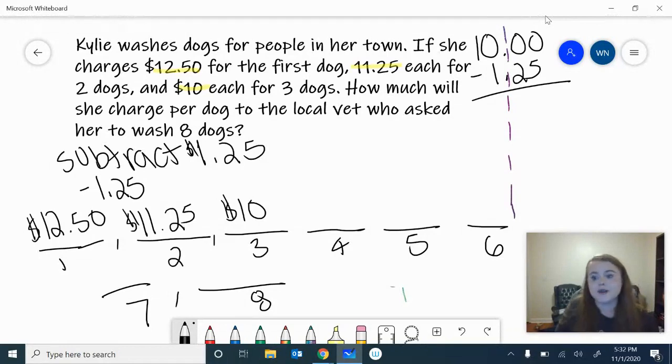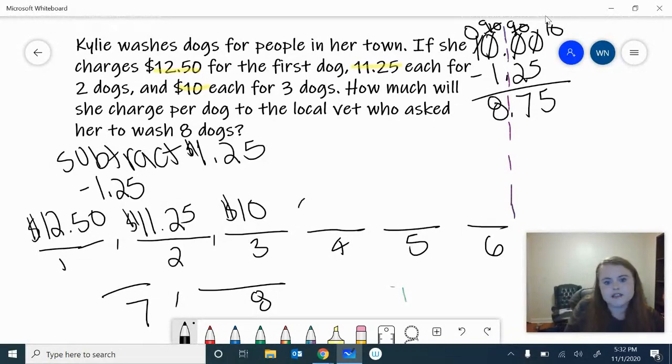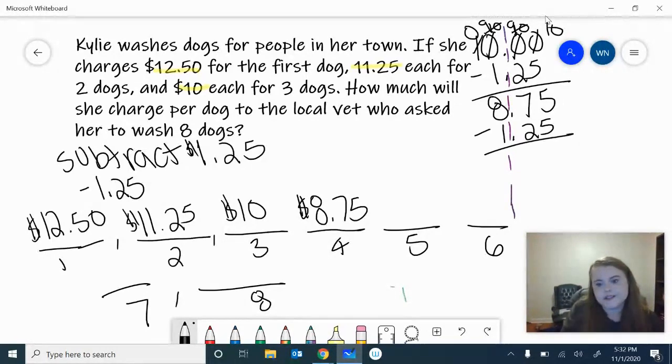125. Let's do it. We know we have to borrow. Oh my goodness, got to borrow from all the way over here, make that a 10, then make it a 9, make this a 10, make it a 9, and make that a 10. I hope you remember to do that. 10 minus 5 is 5, 9 minus 2 is 7, 9 minus 1 is 8. We're down to 875. Let's do it again. Minus 125. It's starting to sound like she's going to regret making this deal.